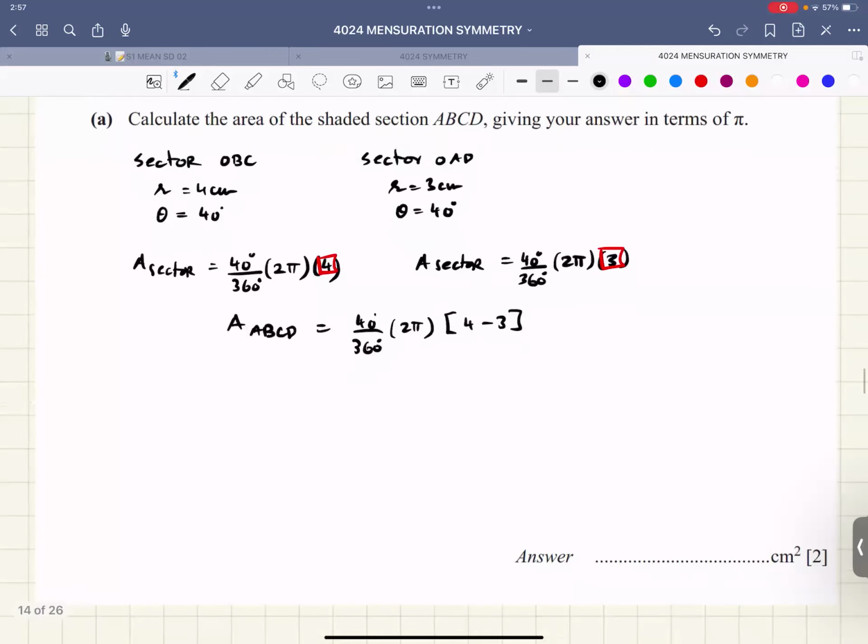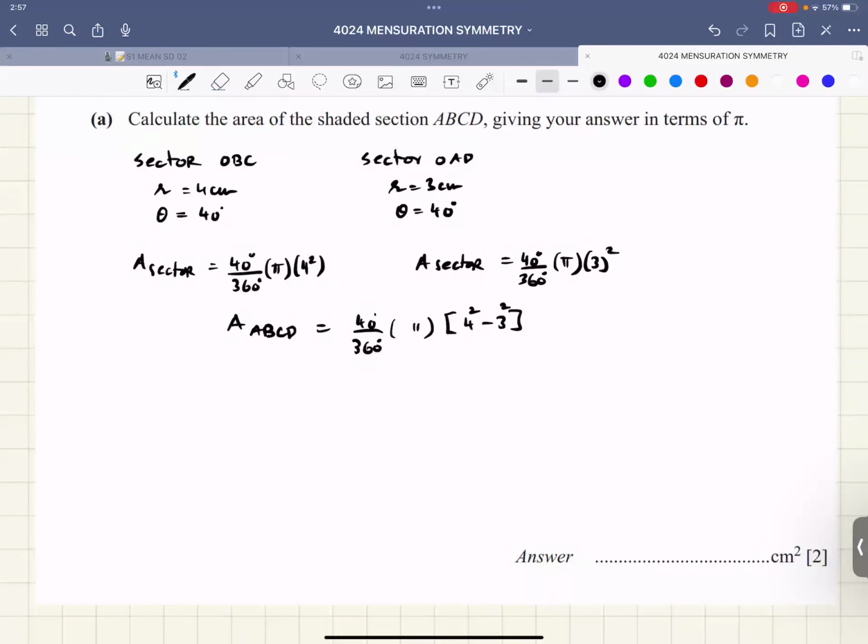And this is not 2 pi r, pi bad. It's the area. So let me just correct myself. This thing is pi r square. So this is pi, and this is 4 square. This is pi, and this is 3 square. So this is 4 square, this is 3 square. Mistakenly, I wrote the formula for arc length.